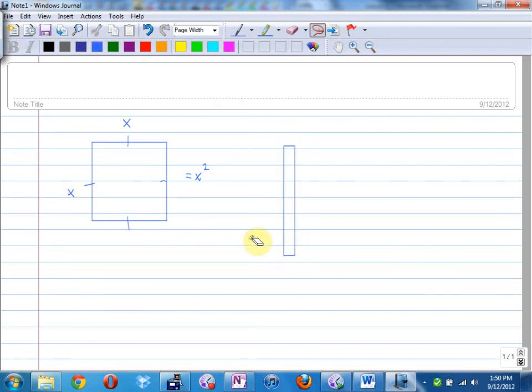What if I told you that this was 2 long and this was 9 long? What's the area? 18. Length times width? Good. What if I told you this was 20 long and this was 90 long? 1800. Length times width? Yes?